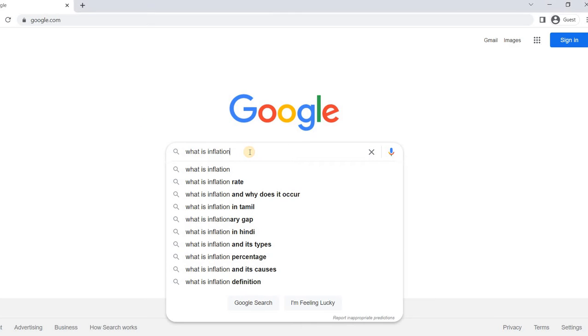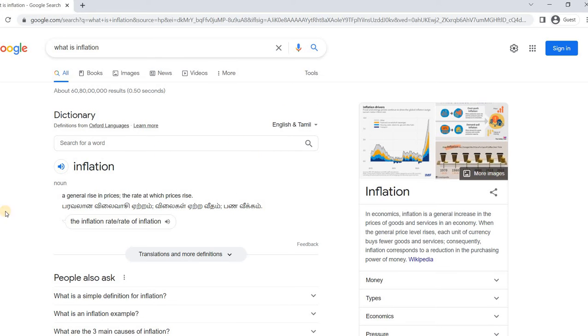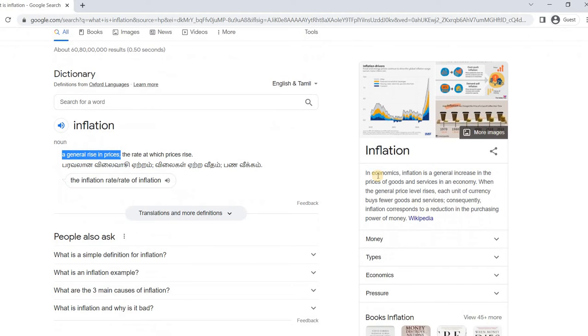Hello guys, in this video, we are going to explore what is inflation. Let's get started. According to Google, inflation refers to a general rise in the prices or the rate at which the prices rise. According to Wikipedia, inflation is a general increase in the price of goods and services in the economy.